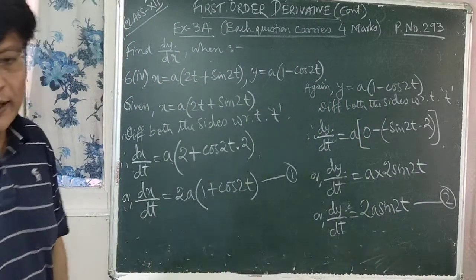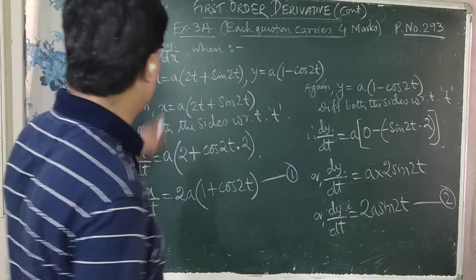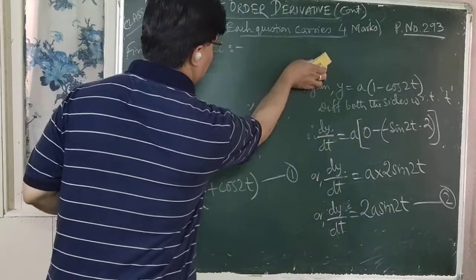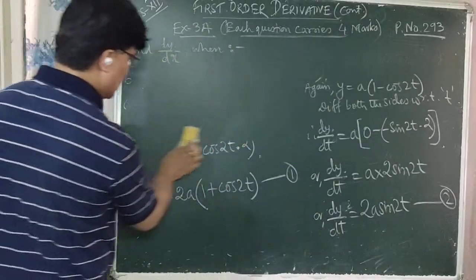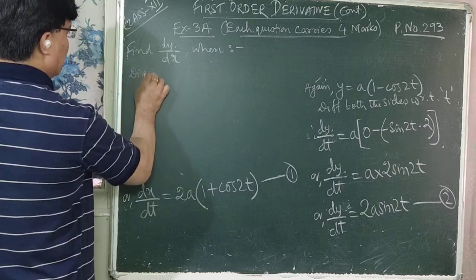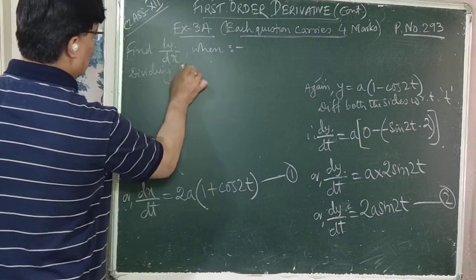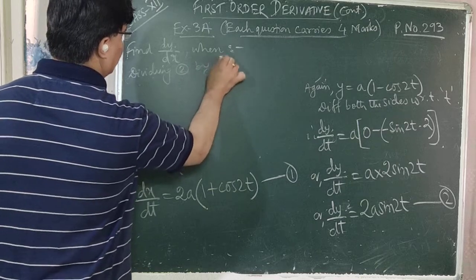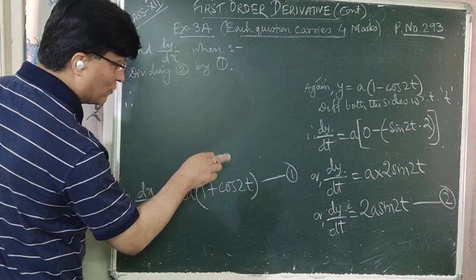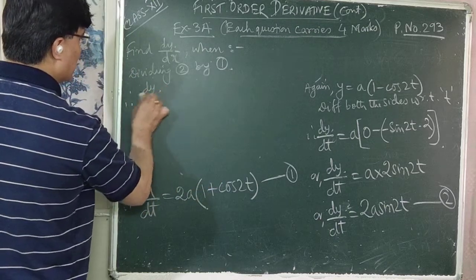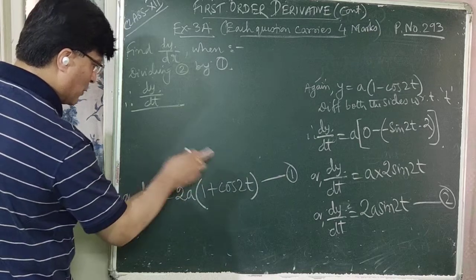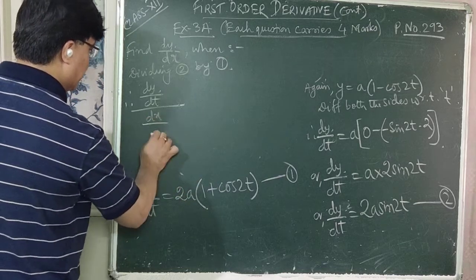So let us find out dy by dx now, because you have to get the value for dy by dx. So what will you do? Let us write, dividing 2 by 1. So what do we get dividing 2 by 1? Write down left hand side of number 2 in the numerator, dy by dt, divided by, write down left hand side of number 1 in the denominator, that is dx by dt.